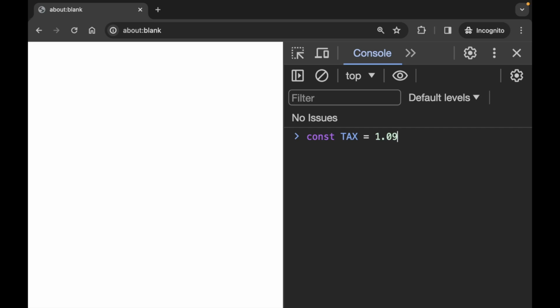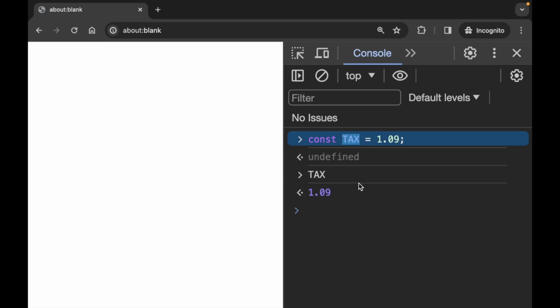Notice, again, it gives us this undefined, but if we type in tax here, it is still saved as 1.09. Now, I have a tendency, if I'm doing a lot of constants, to put them in all caps so that I know that that is a constant. That's just a default thing that we do when we're programming.